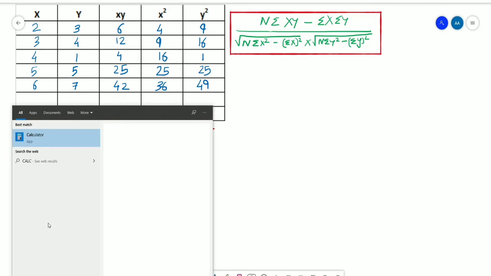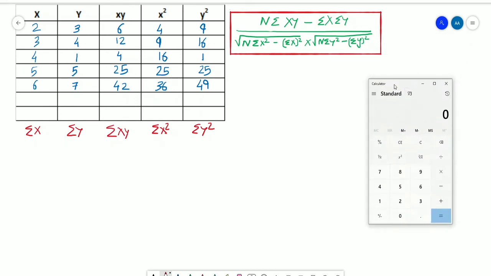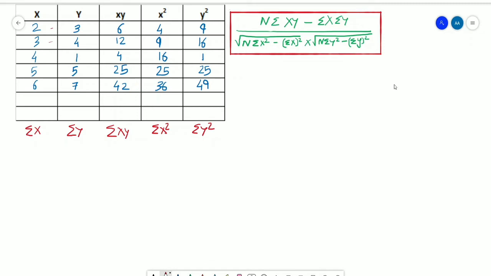Just open the calculator, and start taking the values of all these columns. First will be x. For x it will be 2 plus 3 plus 4 plus 5 plus 6. It will give you a total of how much? It gives you a total of 15. Sorry, not 15, it will give us a total of 20.